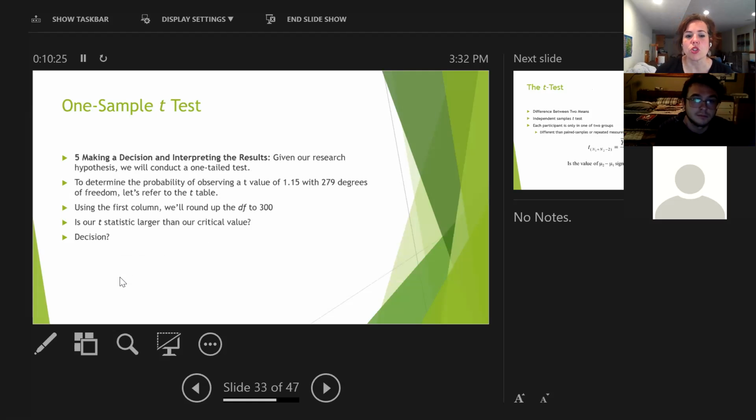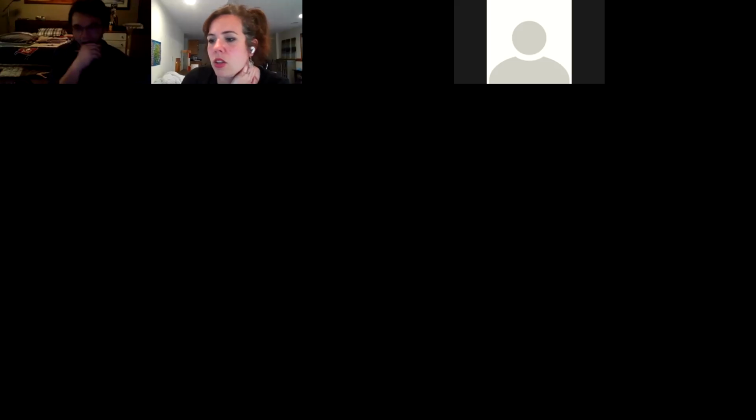So given our research, we conduct a one-tail test because we're hypothesizing that our sample is larger than the national average. So that's a one-sided tail test or one-tail test. To determine the probability of observing a t-value of 1.15 with 279 degrees of freedom, we need to refer to a t-table. Now, you guys have that in your textbook. Let me pull one up here just so we can all be looking at the same thing.